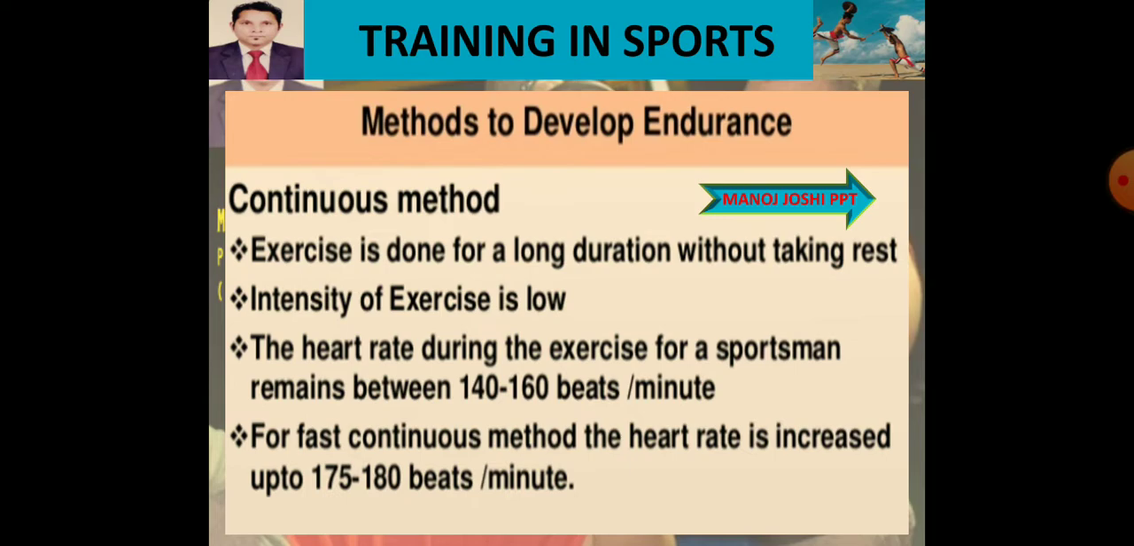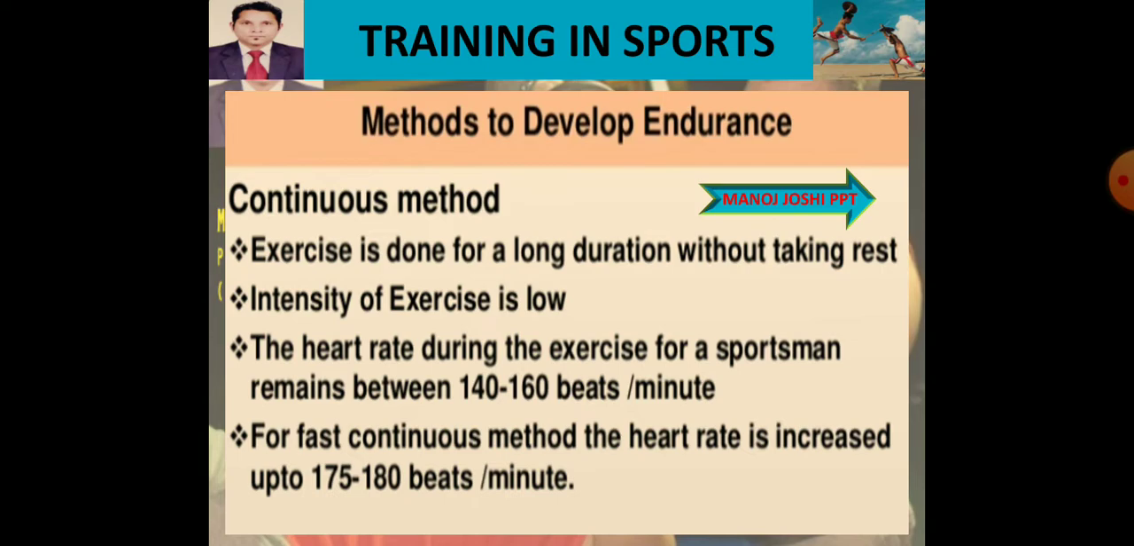The heart rate during the exercise for a sportsman remains between 140 to 160 beats per minute. And I want to tell you that while we are doing fast, high intensity activities, the heart rate goes up to near about 240 beats per minute. So this we have to keep in mind, because when we are taking endurance training, the heart rate should be kept between 140 to 160 beats per minute.